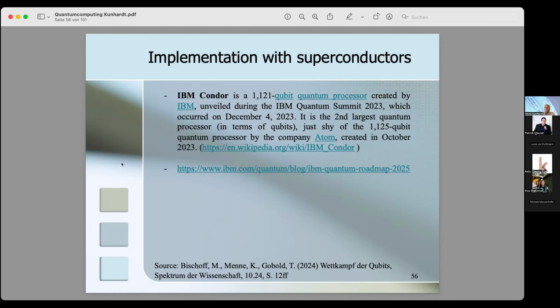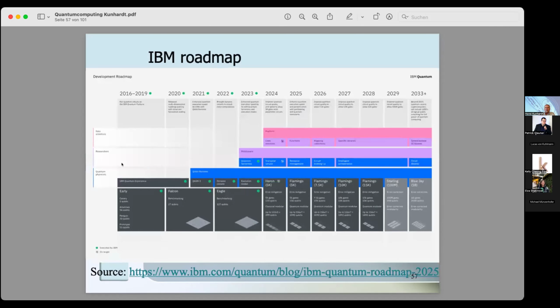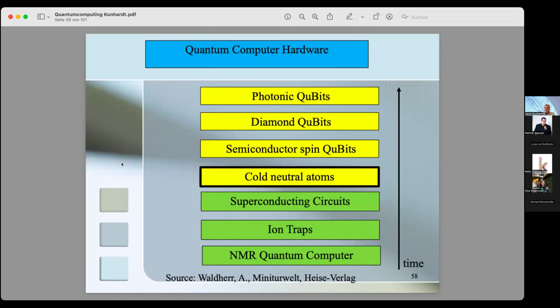1121 qubit quantum processor with semiconductors. But also other companies are working on that. So please check the website, because the picture is not visible very well, but IBM has a roadmap with quantum computing reaching over the 2030s, and they are trying to implement different technologies, but raising the number of qubits from approach to approach.